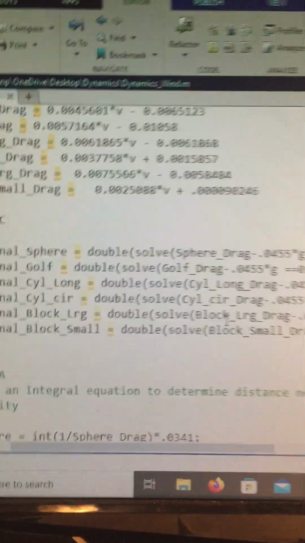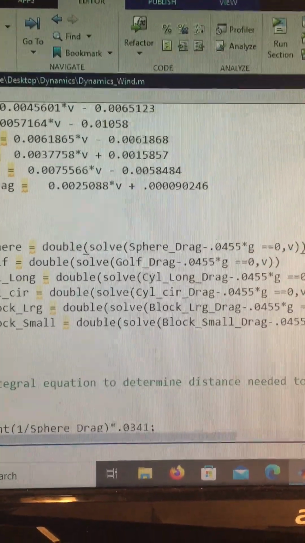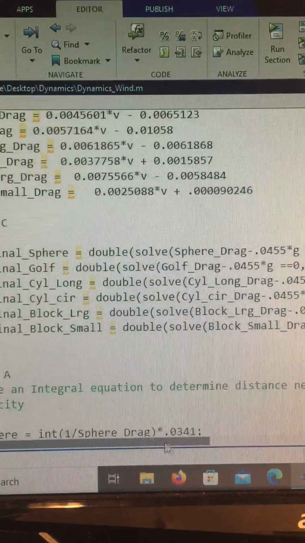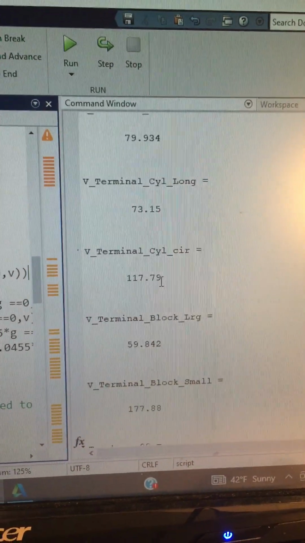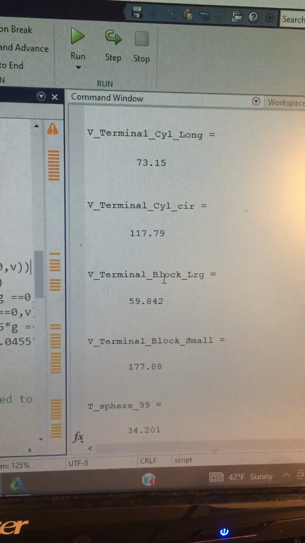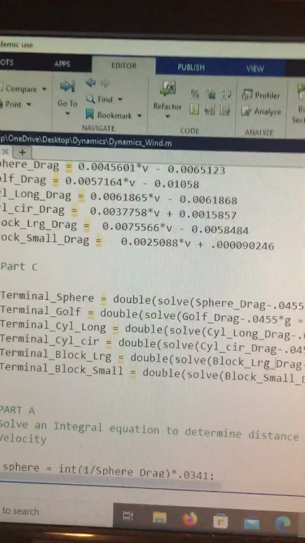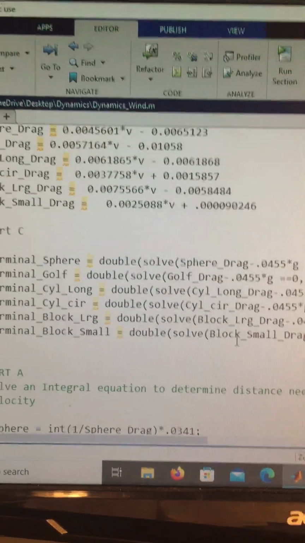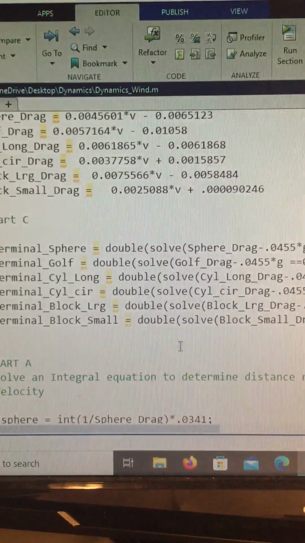Then I put solve in and designated the variable that I wanted it to solve for, which in our case is v, the terminal velocity of each of these shapes. If I scroll up here, we can see the terminal velocities that were calculated for each of those shapes from MATLAB. We could then use that in other parts as we wanted to calculate when it reaches 50% of the terminal velocity and things like that.